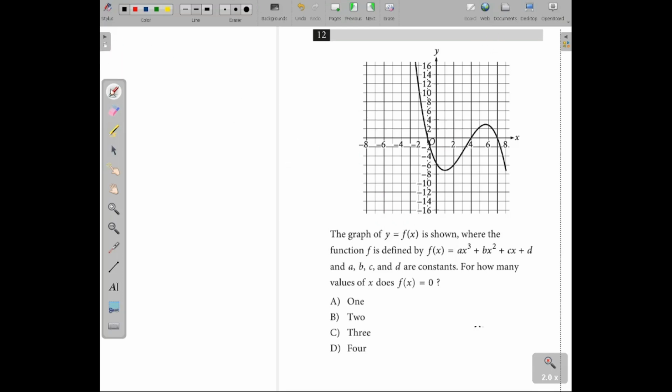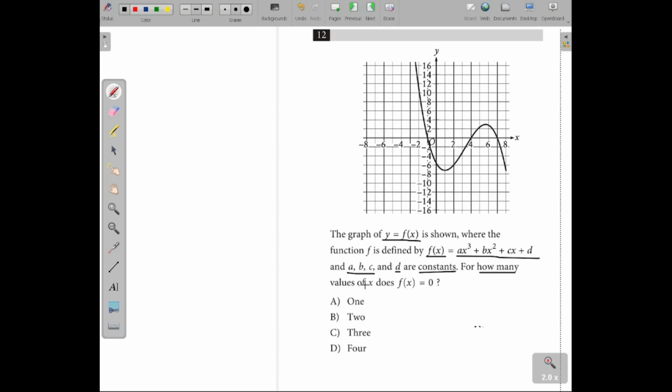Number 12. We have this graph. Let's read. The graph of y equals this function is shown, where the function f is defined by this equation, and a, b, c, and d are constants.